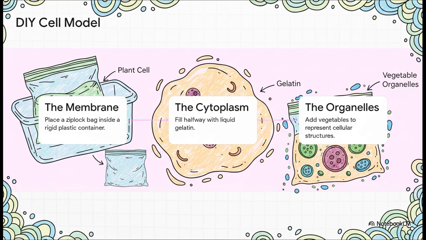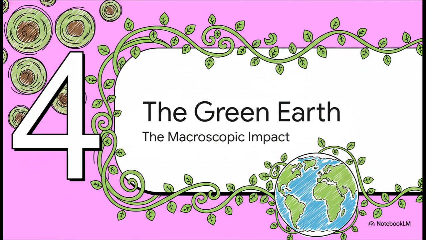But if you want a plant cell, place that bag inside a rigid plastic container, because that container represents the hard cell wall. Step 2, fill the bag about halfway with liquid gelatin. This mimics that jelly-like cytoplasm perfectly. And step 3, just drop in various pieces of chopped vegetables to represent your nucleus, the chloroplasts, and the vacuoles, and then seal the whole thing up. Once that gelatin sets, you'll see exactly how cramped and 3-dimensional the inside of a living cell truly is. It's a game changer.